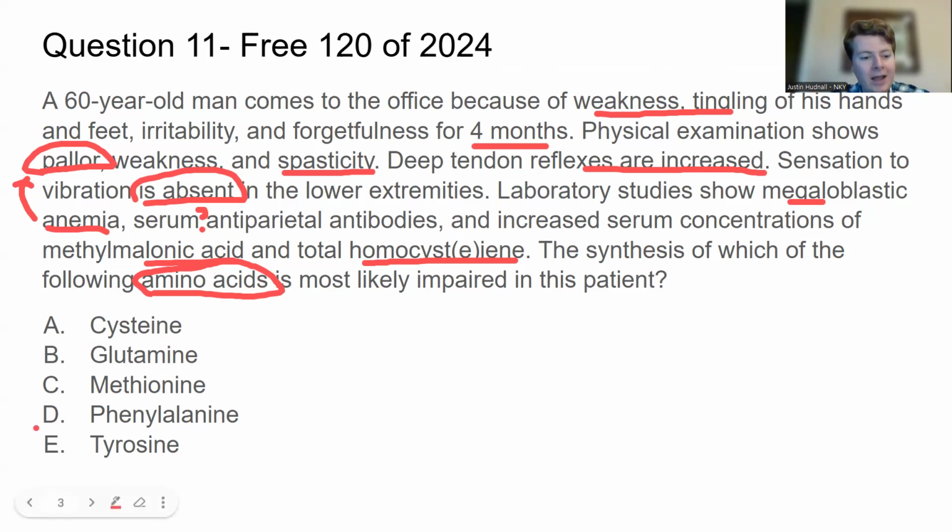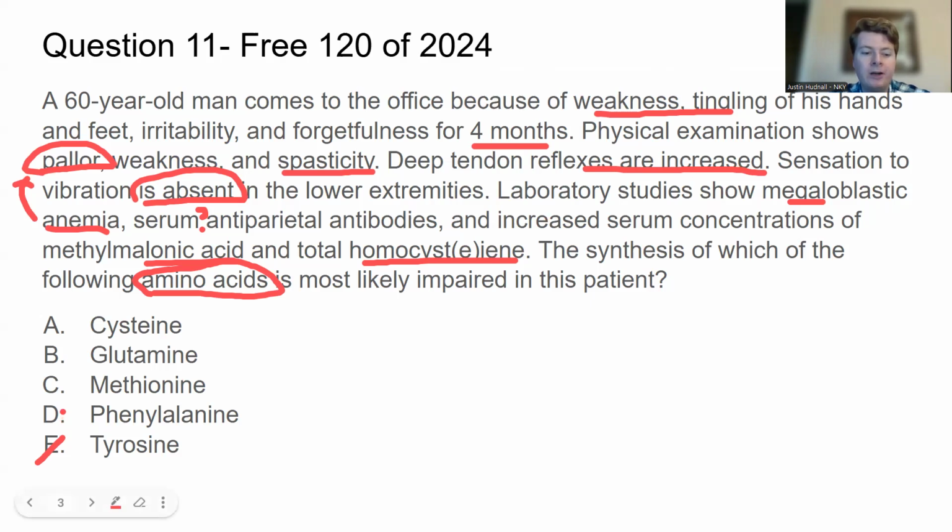So off the top of my head, I know tyrosine is used for the production of dopamine. That's one of its pathways. And if we have a decrease in dopamine, we're going to have a Parkinson's-like patient, so the rigidity, the bradykinesia, those types of symptoms, and we're not getting this. We're showing hyperreflexia here.